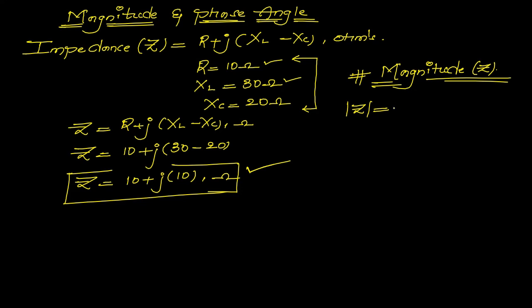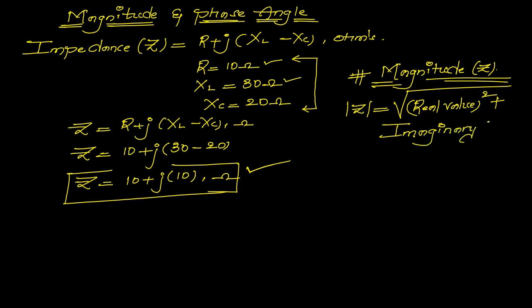That is, mod Z = under root of real value square plus imaginary value square. This formula is always used to find the magnitude for any quantity.